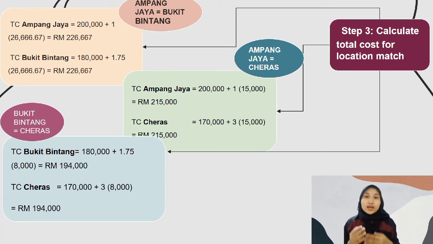This is because they have the same quantity to calculate with the formula for total cost, which is fixed cost plus variable cost multiplied by quantity. The quantity we get from step 2 is 50,000. Lastly, for step 3, total cost Bukit Bintang equals total cost Cheras. They have the same total cost, which is 194,000. This is because the quantity is 8,000 that we get from the calculation in step 2.